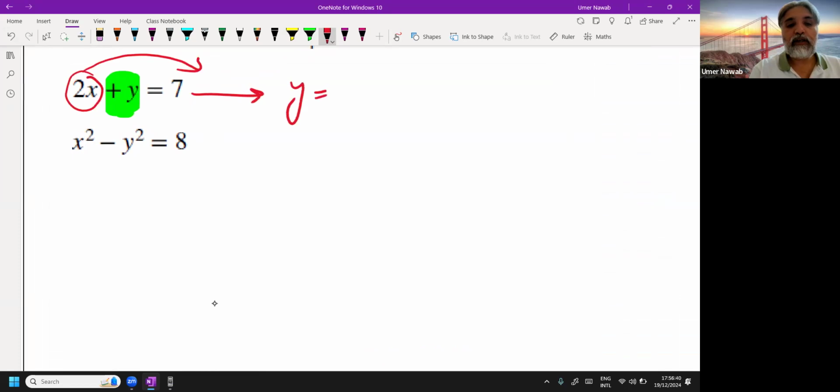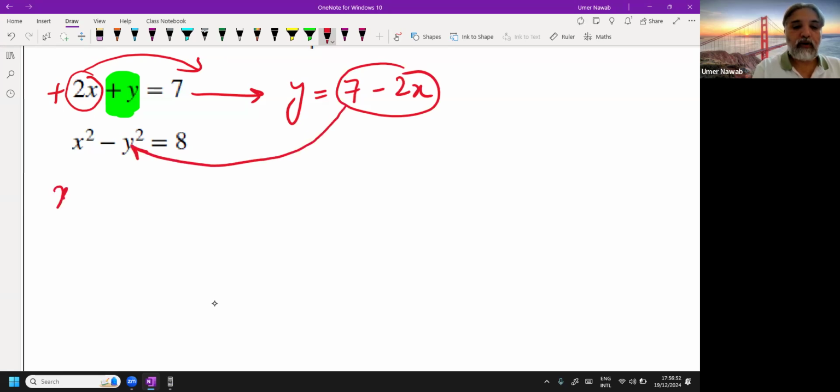So it will turn into this form: y equals 7 minus 2x, because it was plus 2x. On the right, it would be negative 2x. Now this value of y will be substituted here. So I'm going to copy x squared minus, the square will stay as it is, but please keep the things inside the bracket. So in the place of y, I have written here brackets, and in the brackets I'm going to write 7 minus 2x, and that is equals to 8.